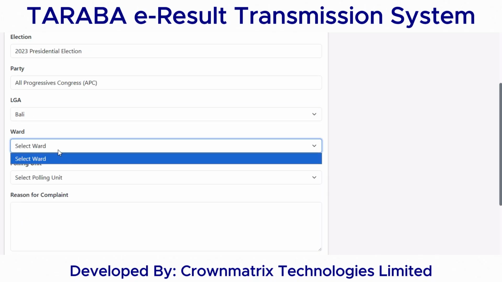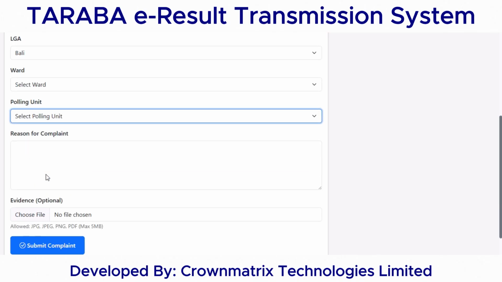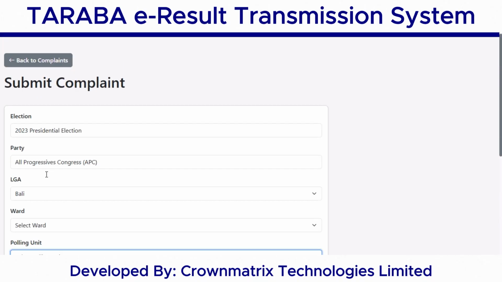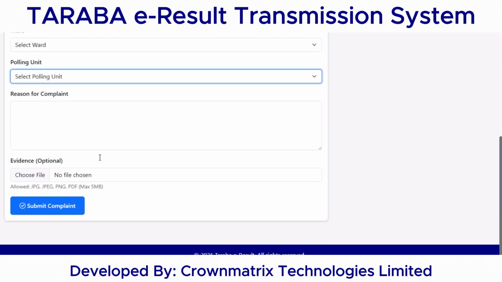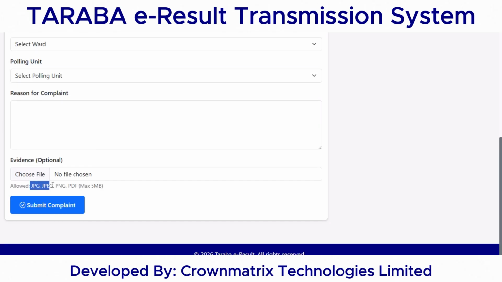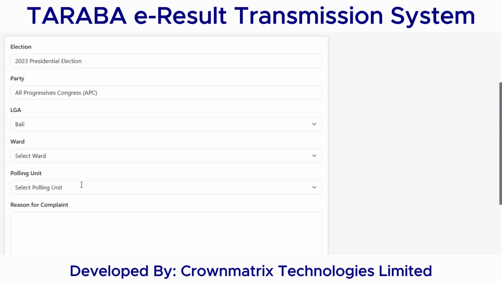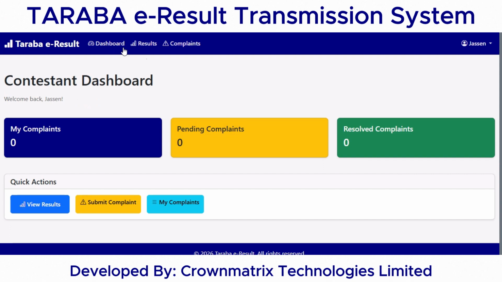So for now, we didn't populate the ward and the polling unit because complaint is currently under development. Okay, so as you can see, the person can actually send a complaint. You can also upload evidence. If there's any evidence he thinks he has, he can actually upload it, and these are the valid allowed formats or extensions. We have .jpg, JPEG, PNG, and PDF. So these are the valid and most accepted document formats.